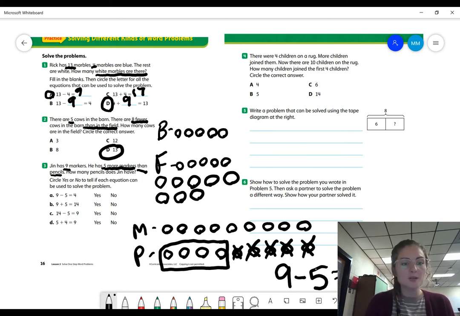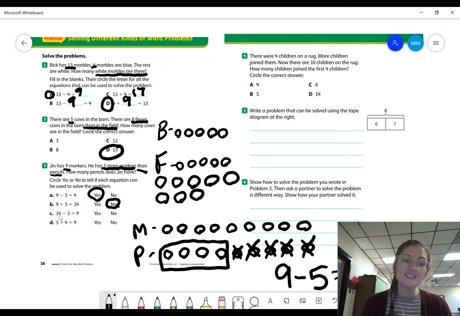So which number sentence would I use? I would use this first one, right? 9 minus 5 equals 4. What about number 2? It has 9 and 5, but what's wrong with this one? It's saying that 14 is our whole, but what was our whole? It was 9, right? So we know that we weren't adding 9 and 5. We were trying to find a missing part.